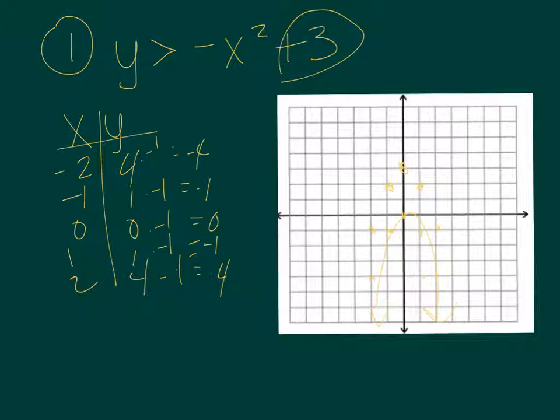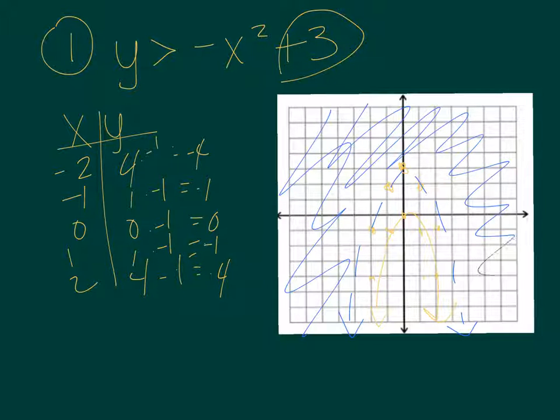Okay, so now we have to look back at our symbol and decide, do we want a solid line or do we want a dotted line? Okay, so since it's a greater than symbol and it's not equal to, that means we want a dotted line. And greater than means we shade above our graph. So we're going to shade all of this stuff above it.